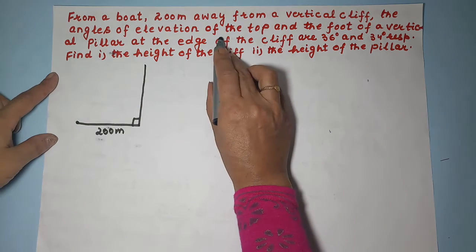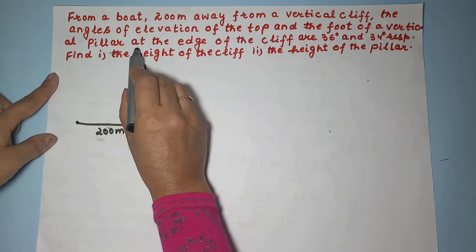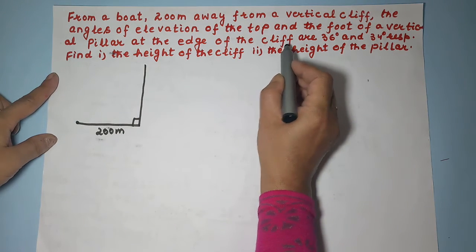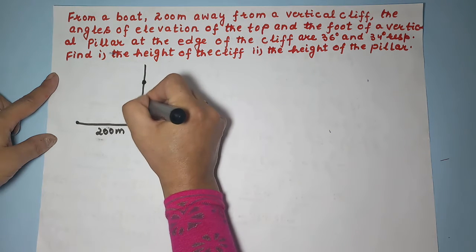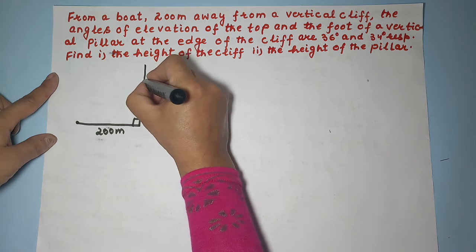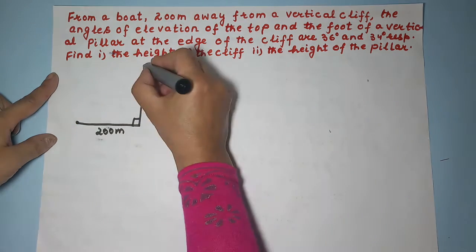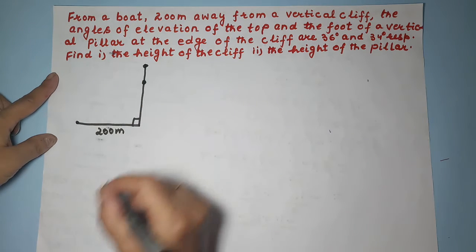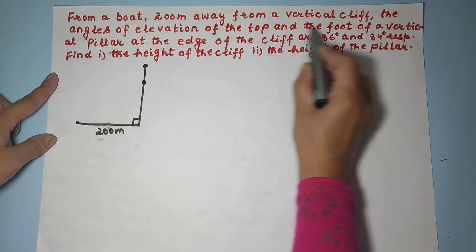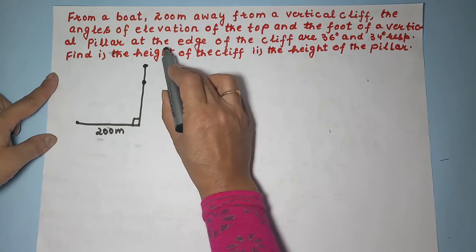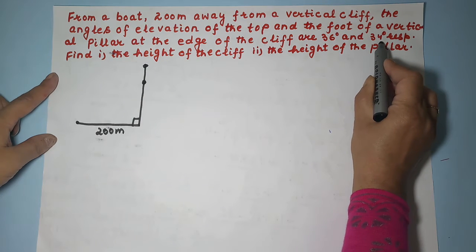The angles of elevation of the top and the foot of the vertical pillar at the edge of the cliff. Now let's say that up to this part, my cliff is up to this part, right? And from this part to this part, there is a pillar, right? Now he's saying that the angles of elevation of the top and foot of the vertical pillar at the edge of the cliff are 36 degrees and 34 degrees.